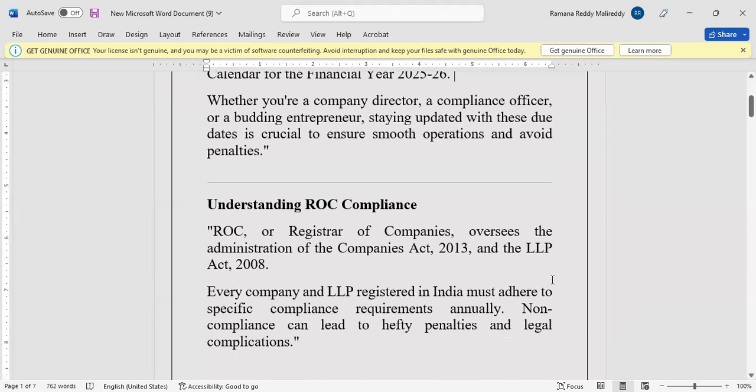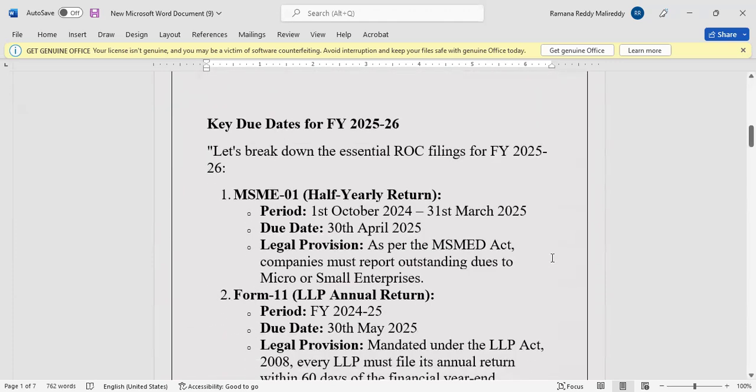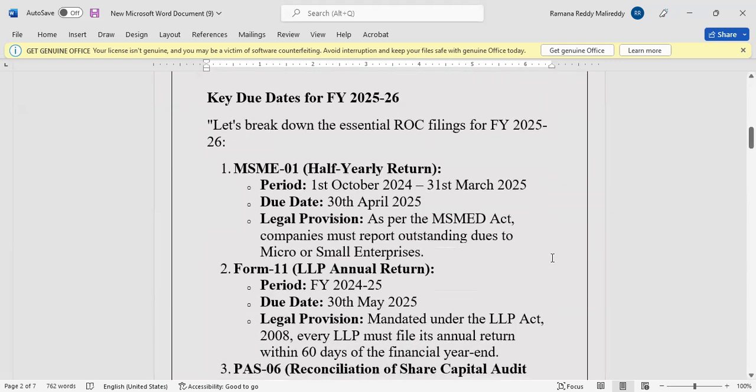Understanding ROC compliance. The Registrar of Companies oversees the administration of the Companies Act 2013 and the LLP Act 2008. So every company and LLP registered in India must adhere to specific compliance requirements annually. Non-compliance can lead to hefty penalties and legal complications. So, key due dates for the financial year 2025-26. Now we will discuss essential ROC filings throughout the year 25-26.